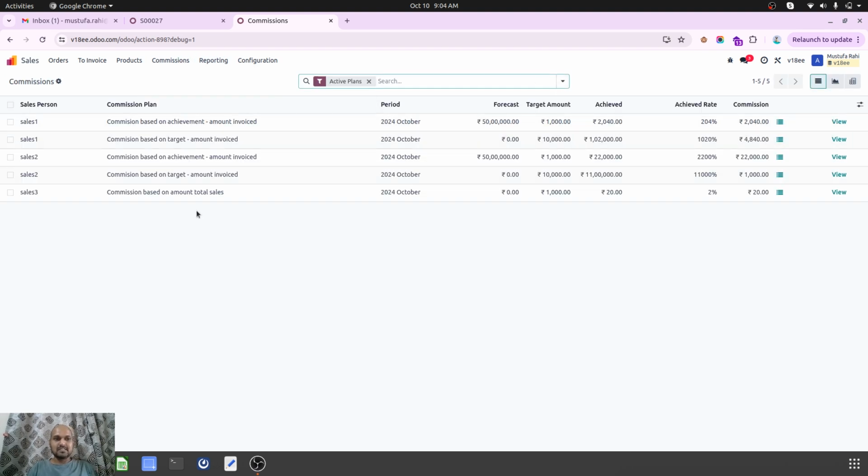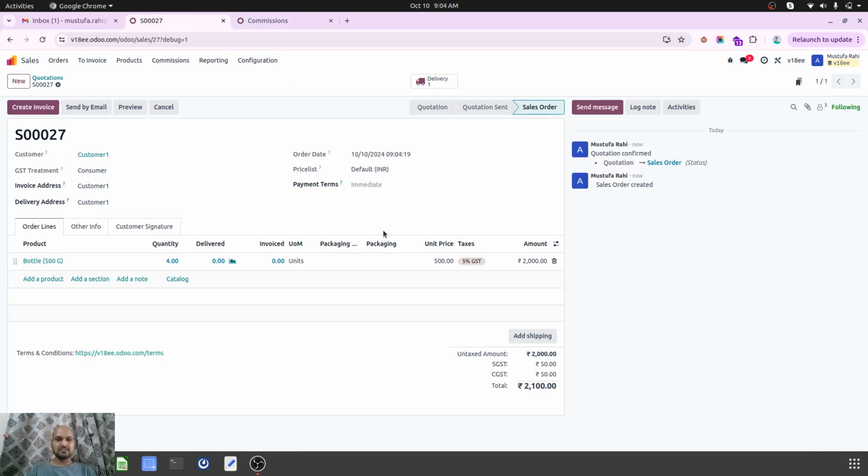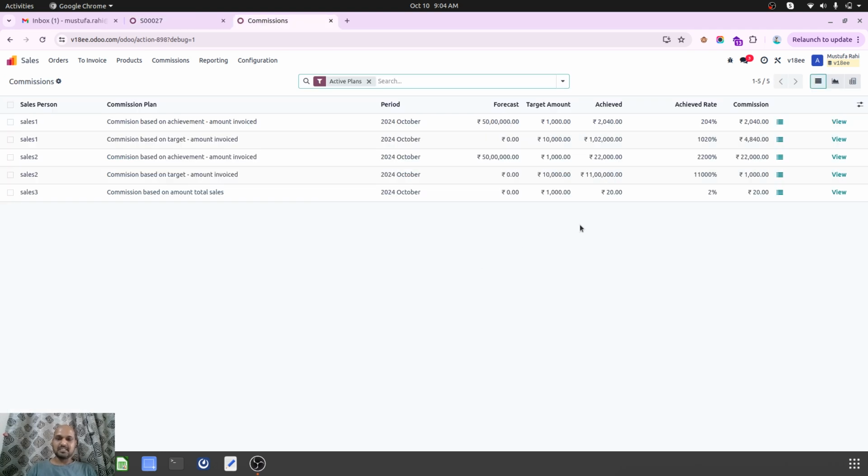You can see as soon as I sold, sales 3 is able to achieve the commission based on the target amount. The target amount was 1000 rupees, and beyond the 1000 rupees what I have sold is totally 2000 rupees, and based on that the company is offering 2% achievement, so that goes to 20 rupees. That's how the commission plan works based on my sales.